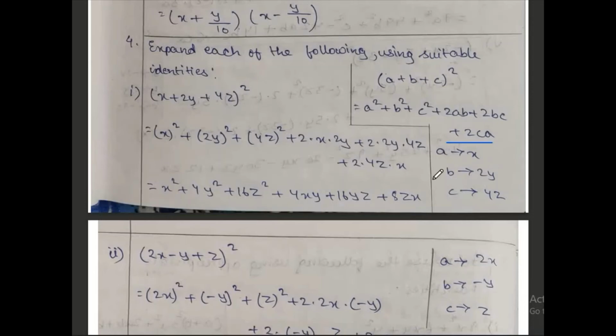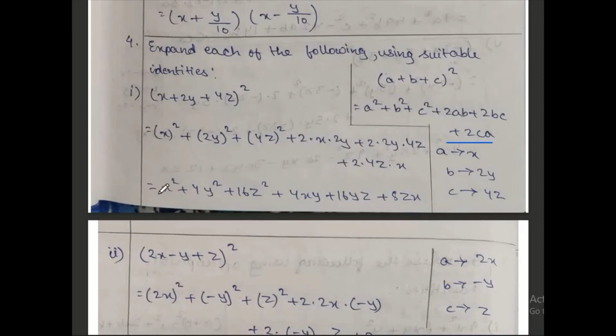Now recollect the formula. A square, a is x, so x whole square, plus b square, b is 2y whole square, plus c square, that is 4z whole square, plus 2ab, 2 into x into 2y, plus 2bc, 2 into 2y into 4z, plus 2ca, 2 into 4z into x. Since you have already collected a is x, b is 2y, c is 4z, according to that, think about the formula and set this properly, because you are going to expand.